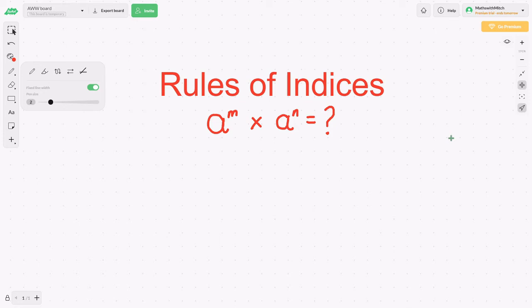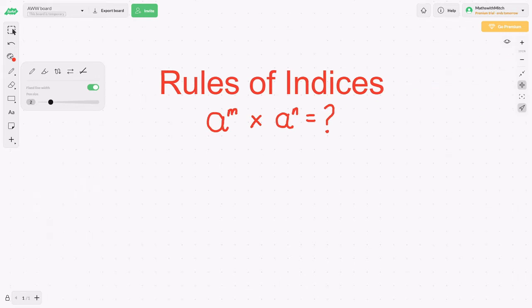Today we're going to continue with our algebra series and look at the rules of indices. So the question on the screen there, a to the power m times a to the power n is question mark. So if you want to find out the answer, you'll have to watch through this video.